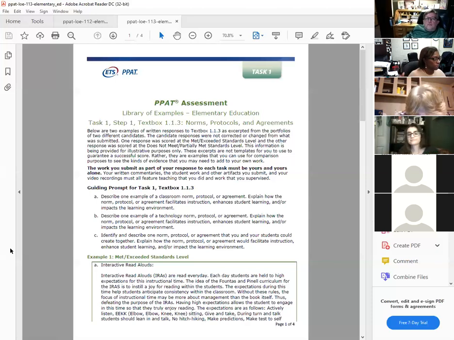All these expectations enhance the learning because the less time is spent on behavioral issues, the more time the student can truly find a love for reading. So go back. All right. And the question is, how does this facilitate learning? Interactive read alouds.